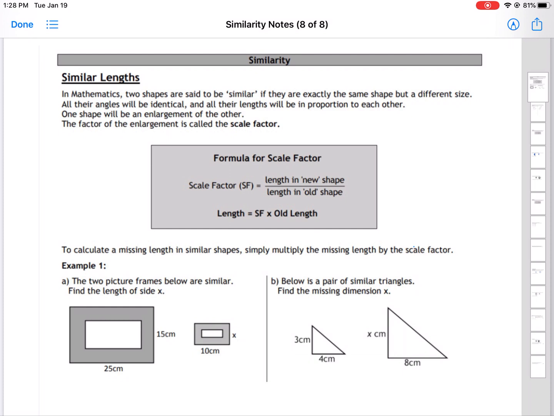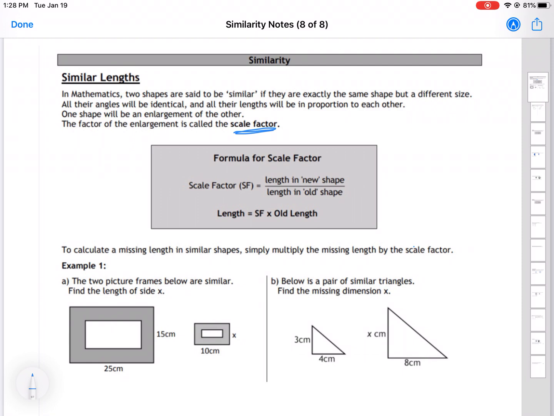So the first step is to introduce what similarity actually means and how to go through some of the processes. So in maths, we say that two shapes are similar if they are exactly the same shape but different sizes. Okay, so you can see the two shapes in the examples below. They are exactly the same, it's just one is smaller than the other or one has been enlarged from the other. To get between these two shapes, we have to either enlarge or reduce the original shape, and we do this through a scale factor.